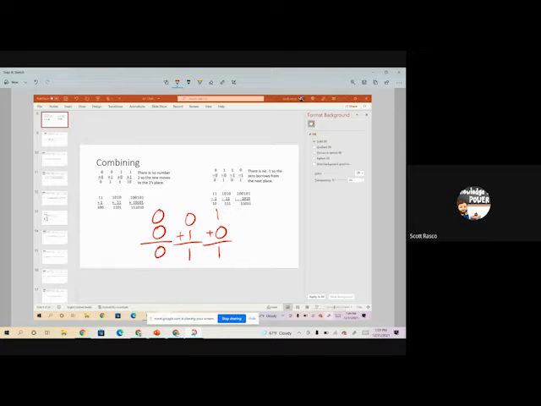However, when we have a 1 plus a 1, this is where people get confused. 1 plus 1 cannot go in any specific spot. Since it's too big to go in the ones, it has to roll over, and we're going to put a 0 in the ones spot and a 1 in the twos, because that equals 2. We need a 1 in the twos and a 0 in the ones. And we've already seen that binary 2 is 1, 0.